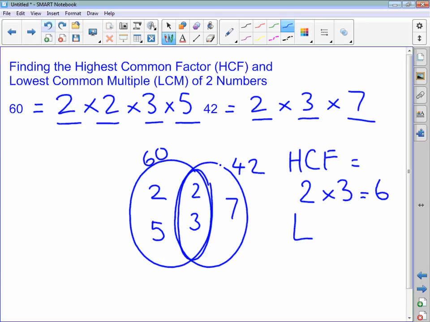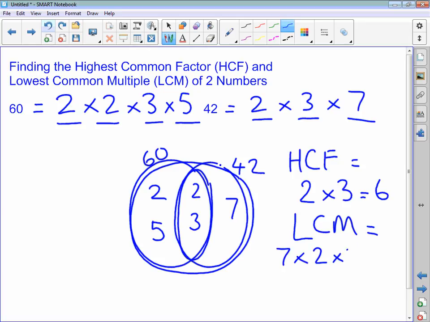The lowest common multiple of 60 and 42 is every number that's in the Venn diagram multiplied together. So all the numbers in the Venn diagram multiplied together. So that's 7 times 2 times 3 times by 2 times by 5. 7 times 2 times 3 gives you 42. Times that by 2 gives you 84. Times that by 5 gives you 420.